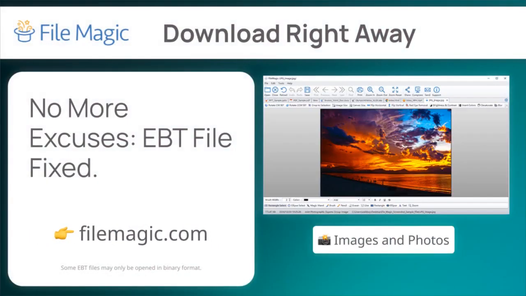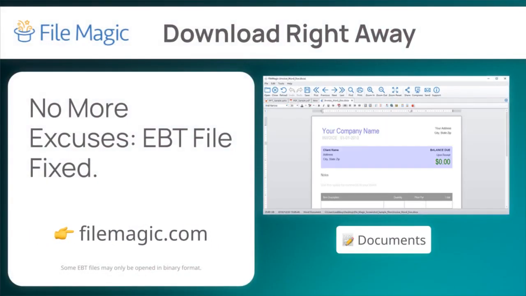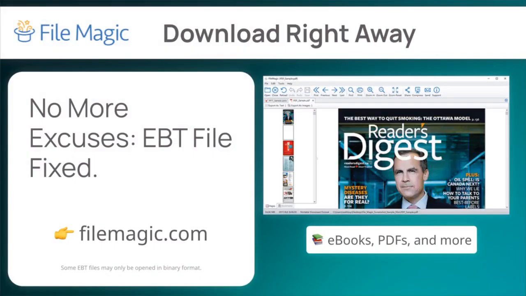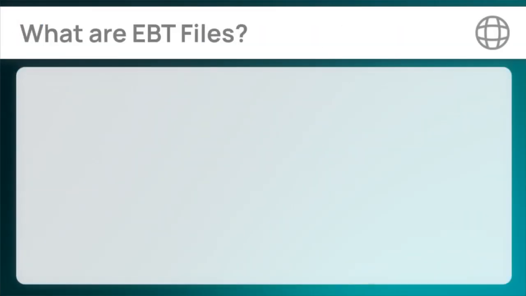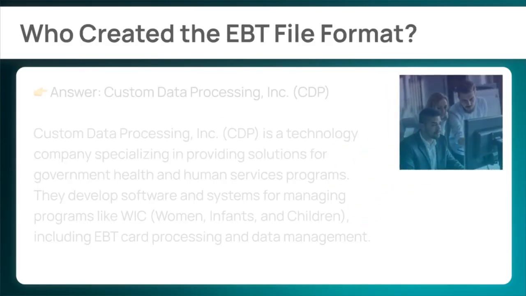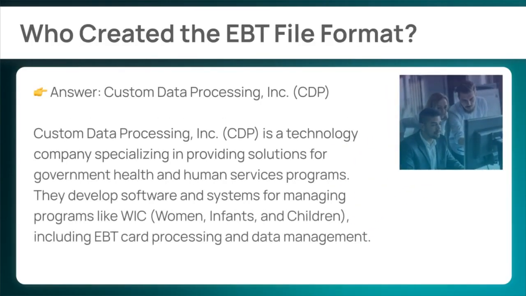We will reveal why investing in one exceptional EBT file inspection utility is the best long-term solution for managing countless file formats. EBT files are data files associated with electronic benefits transfer systems used to distribute government assistance benefits such as SNAP food stamps, TANF and WIC. They contain transaction records, cardholder data, benefit amounts, authorization codes, and settlement information processed through the EBT payment network.